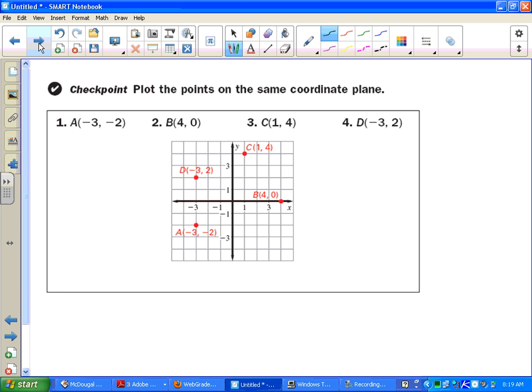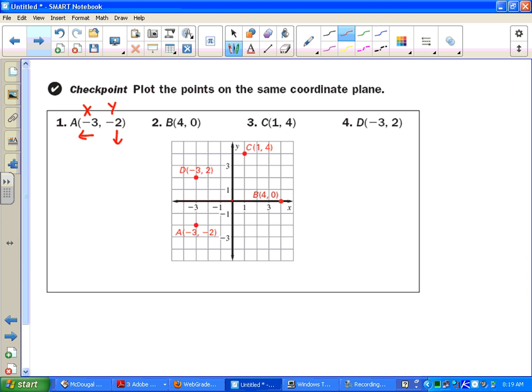Here's the checkpoint. I told you to plot these 4 points. I'm not really sure why they plotted them for you, but you can see where each of them go. The first one, point A, is -3, -2. It's always x, then comma y. So x tells you to go left 3 times and down twice.